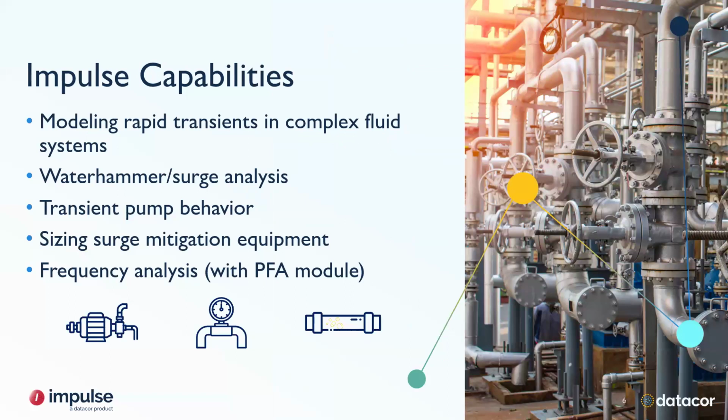Going over some general Impulse capabilities. If you're not familiar with Impulse, it's meant to model rapid transients, particularly for water hammer or surge analysis. We can model realistic pump behavior, including 4-quadrant curves, positive displacement pumps, and other types of pumps. It's often used for sizing surge mitigation equipment. This can include accumulators, tanks, air valves, things like that. And we're also able to do frequency analysis in the force and pressure domain using the PFA module.